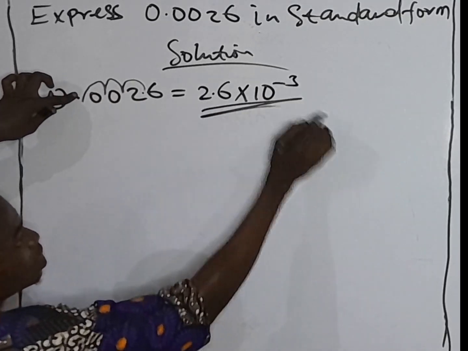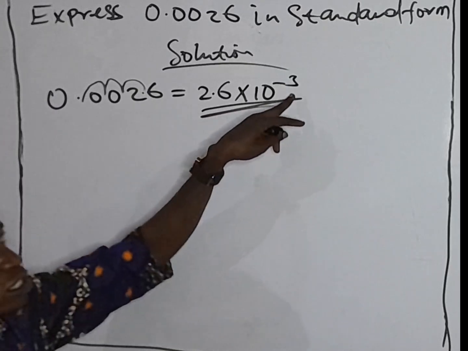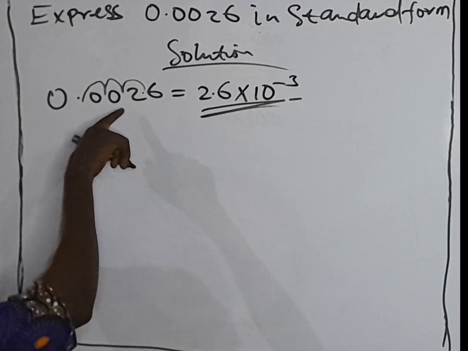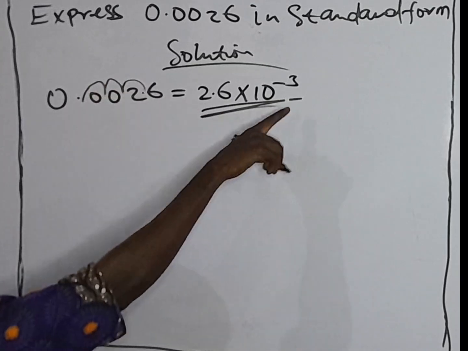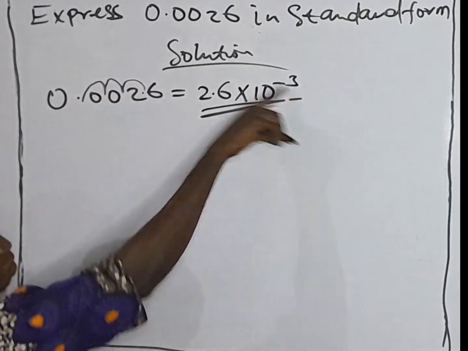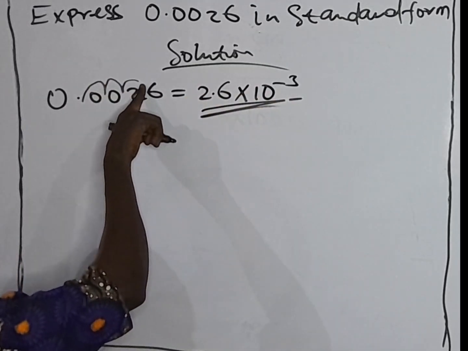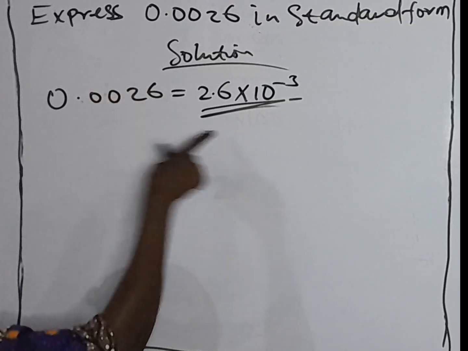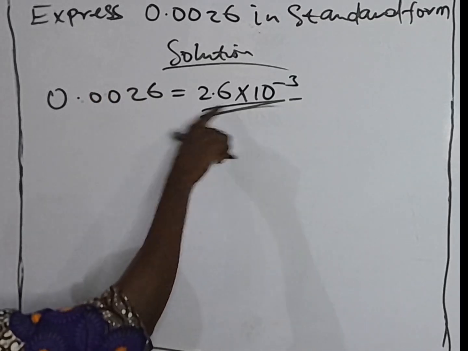This is my answer. The reason why I put in minus 3 is because I counted towards my left hand side. Assuming I'm counting from this side, I will put positive. Right? So that is the reason why we have this thing to be equal to this number. This is the standard form of this number.